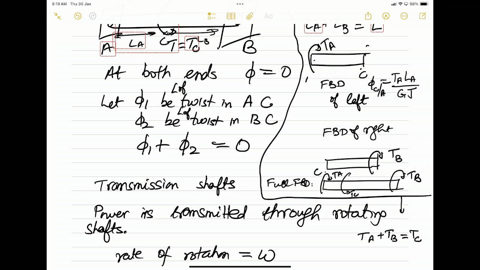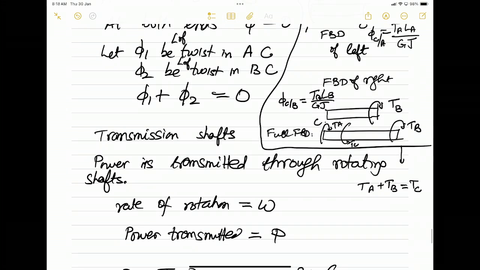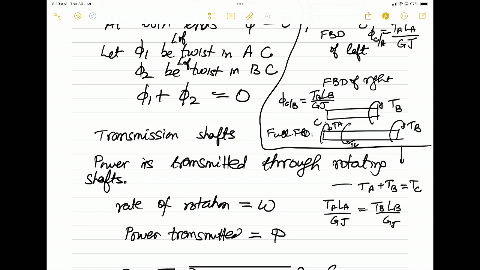So on the right side when we do this, from here I can write phi of C with respect to B. This will be equal to TB LB upon GJ, and then we will have TA, and then we can solve this.